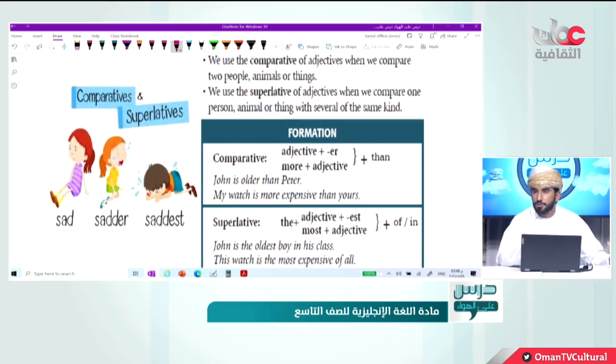When you compare two things, first of all, what do you compare? We compare the adjectives, right? Sad, sadder, saddest. And then you've got old, oldest, expensive. So when we're talking about comparatives and superlatives, we're talking about adjectives and how to compare those adjectives from one object or one person to another, right?